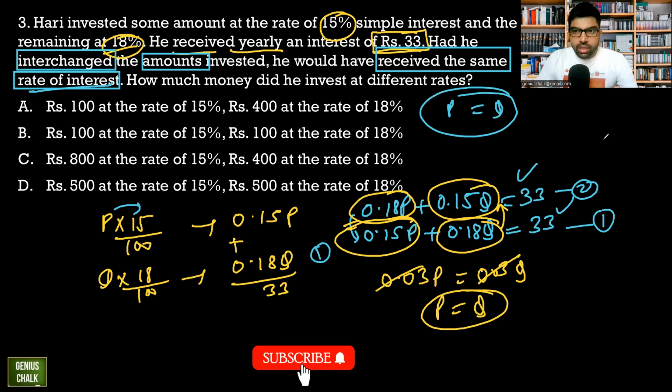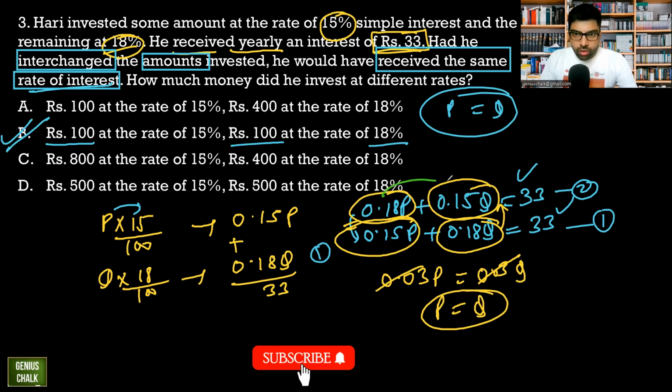Now, which option are we having, which is same? So it is this option: rupees 100 at the rate of 15%, rupees 100 at the rate of 18%. So this B option has to be my answer. Now we can check it, like put in any equation and get your answer.